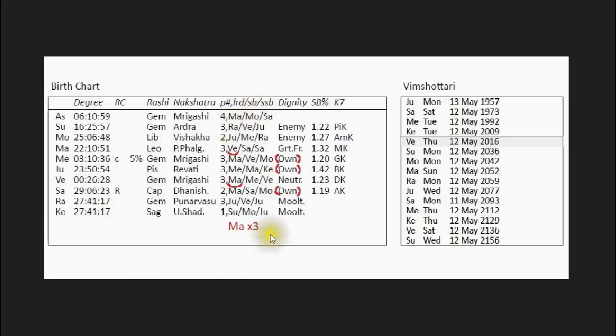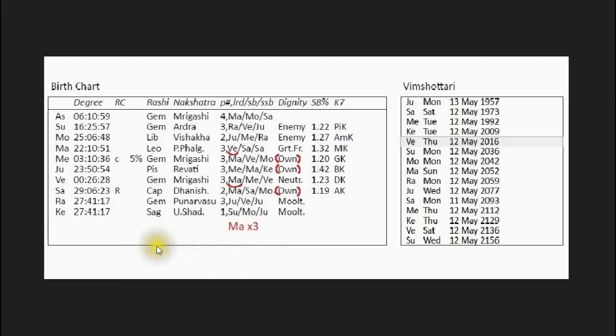Okay, so bottom line, I've scanned the positions of all the grahas in the nakshatras, and the only thing that I've found interesting for me is that 3 different grahas occupy Mars nakshatras. Okay, why do I find that interesting?